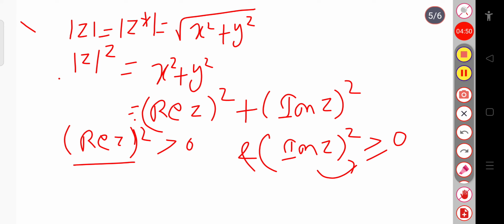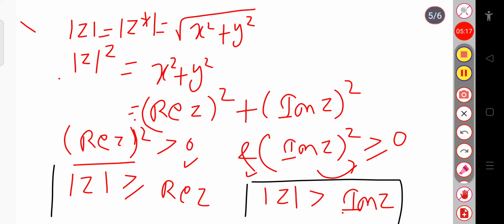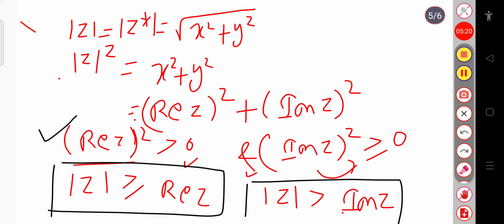So we can write this as mod z will be greater than or equal to, from these two relations we can write, mod z must be greater than or equal to the real part of z, and similarly mod z will be greater than or equal to the imaginary part of z. Okay, this is important. From the above two relations we will get, since the real part of z whole square is greater than 0, from this we can write mod z square or this mod z.